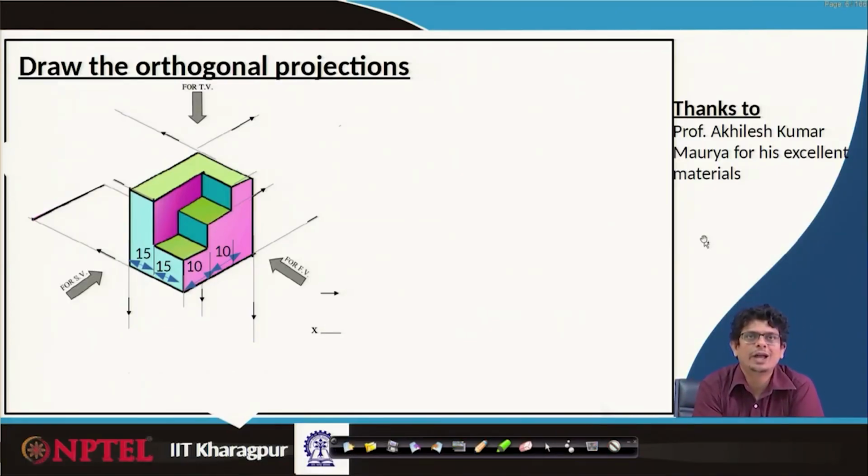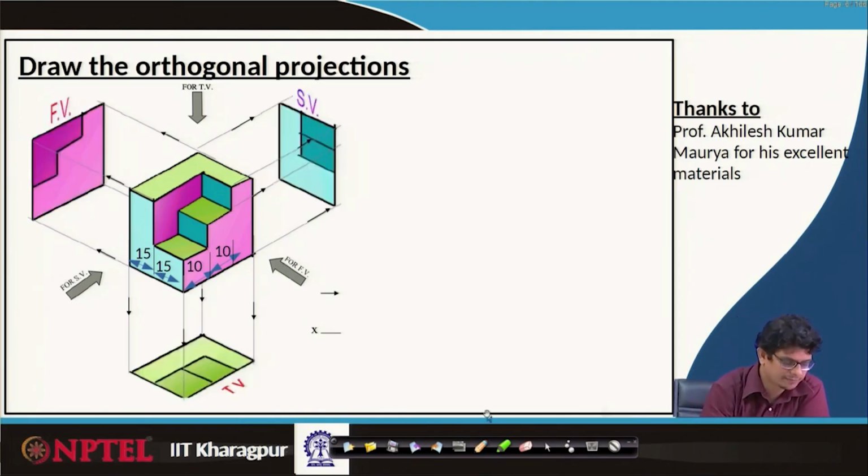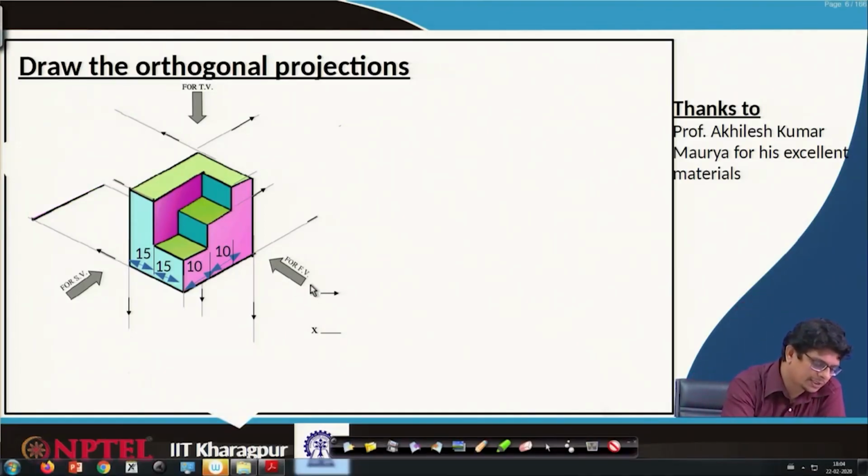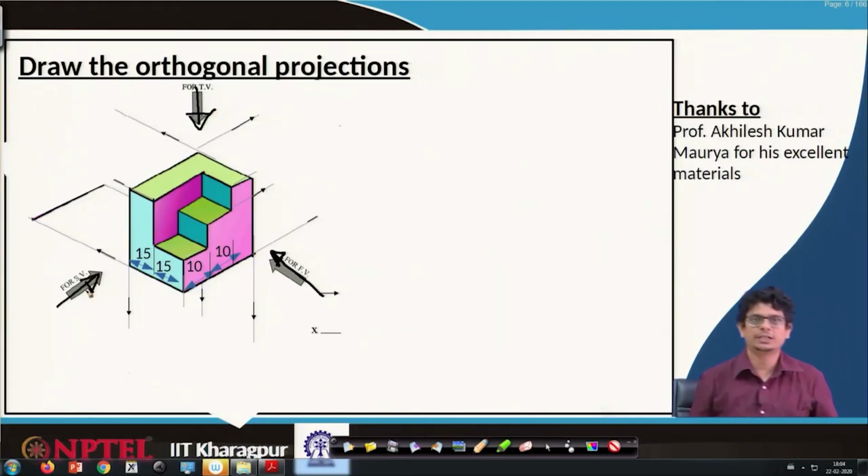First of all, we have to identify the views. The maximum dimensions are visible in this direction. So, pick this one for the front view direction, this will be the top view direction and this one will be the side view direction.